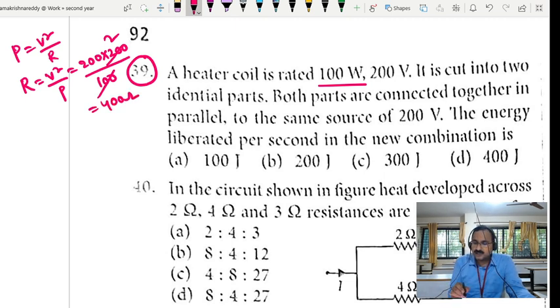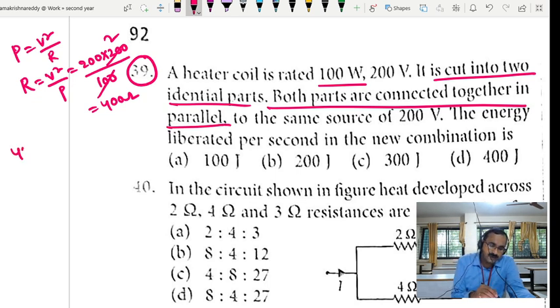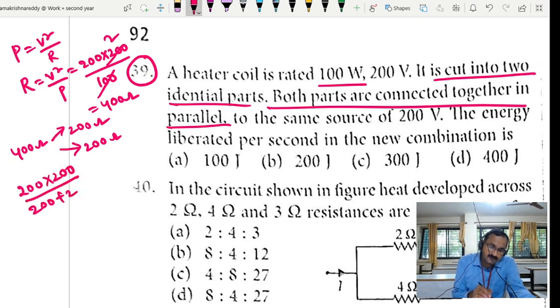Now they mentioned that it is cut into two identical parts, so the resistance of each part becomes 200. But again both are connected together in parallel. 400 is divided into two parts, the first one is 200 ohm, the second one is 200 ohm. These two are in parallel combination. Parallel means R1 R2 divided by R1 plus R2, that is 200 into 200 divided by 400, which is 100 ohms.